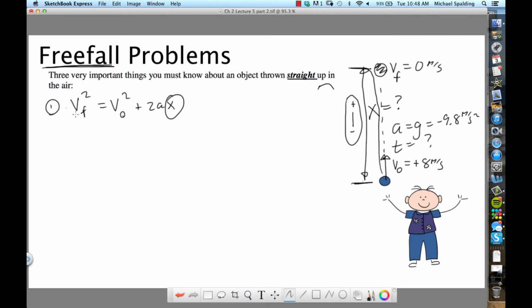All right, so what's velocity final? 0, so you just set that to 0, right? At the maximum height, the final velocity is 0. Now don't plug numbers in yet. Do the algebra. So what's x going to be equal to?